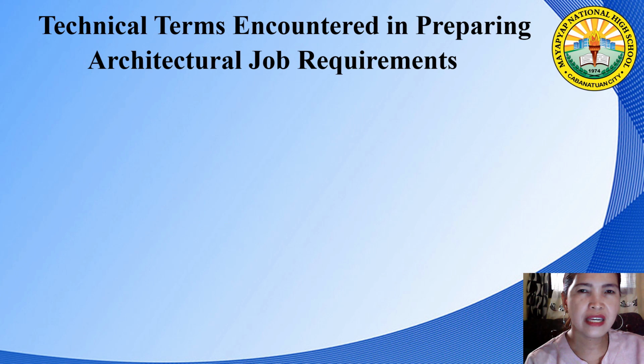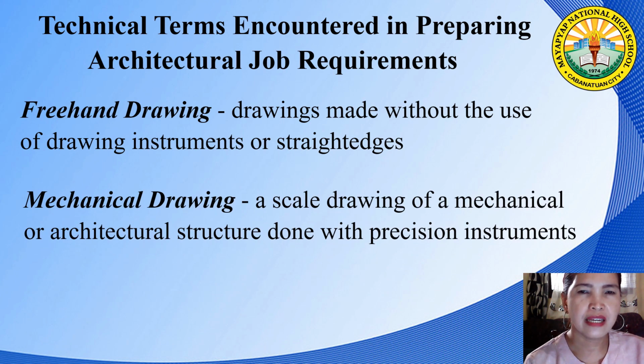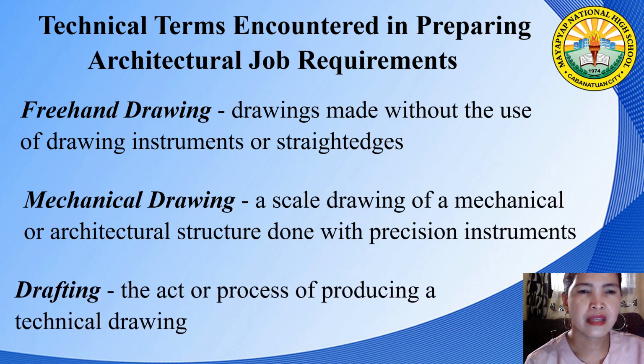But before we proceed to our lesson, let's have some unlocking of difficulties. Let us first discuss the different technical terms encountered in preparing architectural job requirements. Freehand drawing. These are drawings that are made without the use of drawing instruments or straight edges. Mechanical drawing. It is a scale drawing of a mechanical or architectural structure done with precision instruments. Drafting. The act or process of producing a technical drawing.